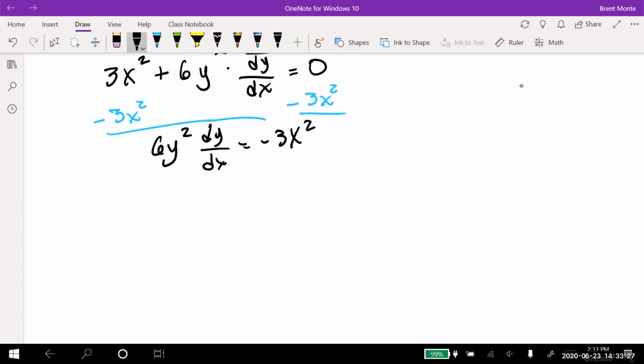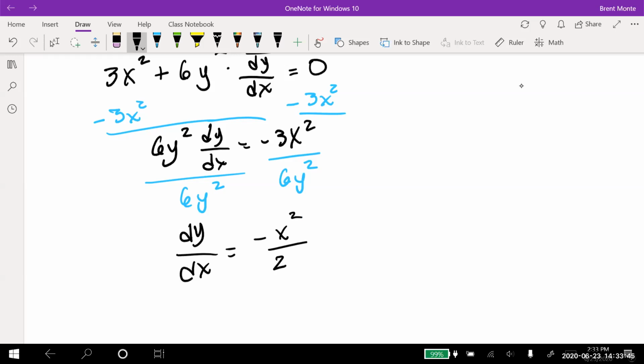All right. And then, of course, I'm going to divide by 6y squared. And so on the left, I just get dy/dx, which is the derivative. Well, I can reduce, the 3 goes into the 6 twice. So I get negative x squared over 2y squared. There's my derivative.